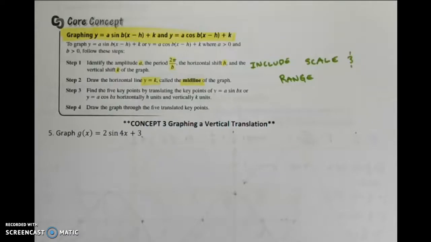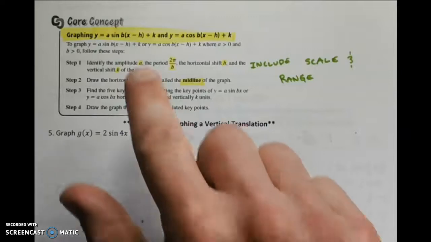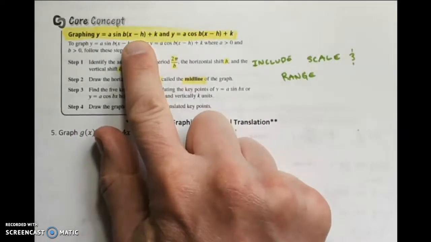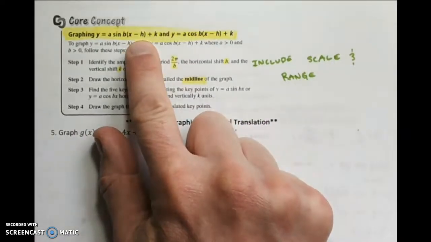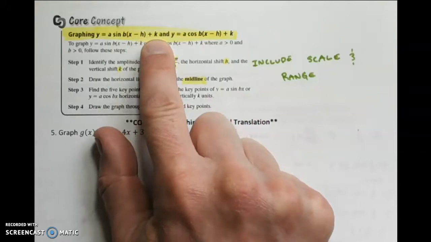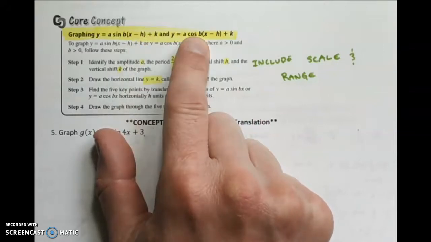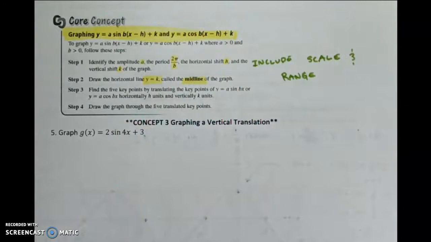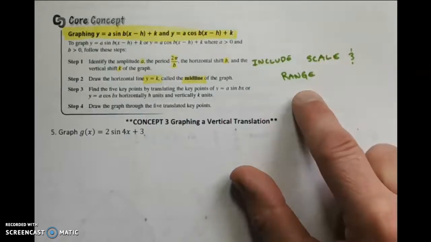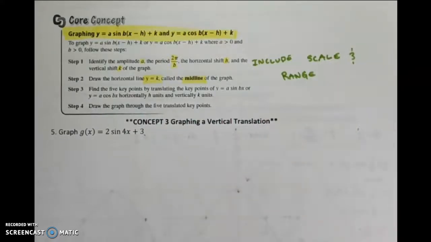All right, here we go. Graphing y equals a sine b times the quantity of x minus h, h being our horizontal shift, plus k, k being our vertical shift. Same thing with cosine. Alright, so we have steps. It says identify the amplitude a, the period 2 pi over b, the horizontal shift h, and the vertical shift k of the graph. I'm also going to include our scale and range in that.